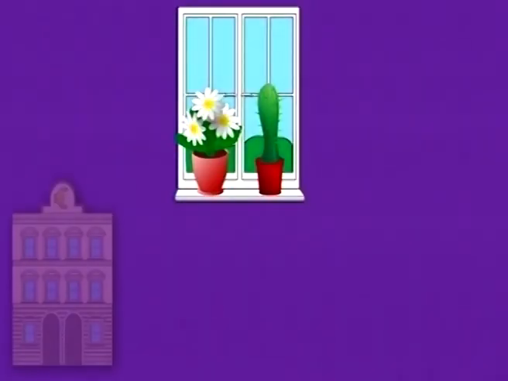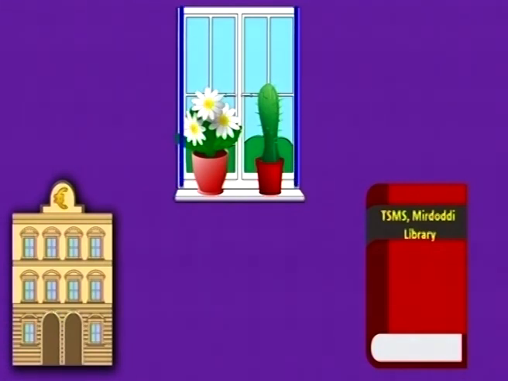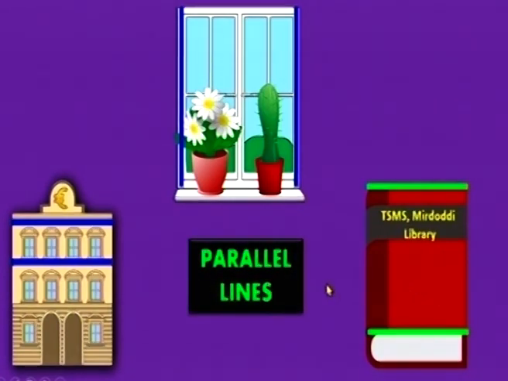Now, let us learn one more interesting and most important topic in geometry, that is parallel lines. Let us see. Look at this beautiful window, a building and a book from a school library. Let us draw 2 pairs of lines as shown on your screen. What do you notice, children? Yes, these pairs of lines are not touching, or I can say they are not intersecting one another. Such pairs of lines are called parallel lines.